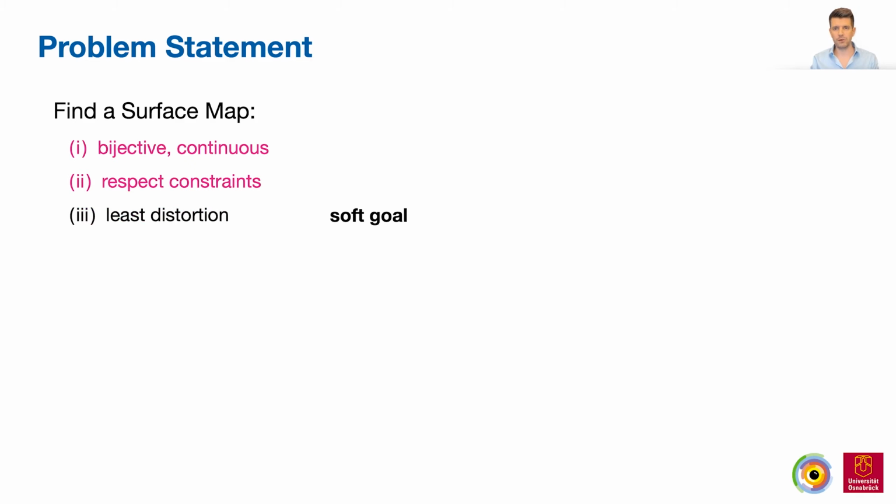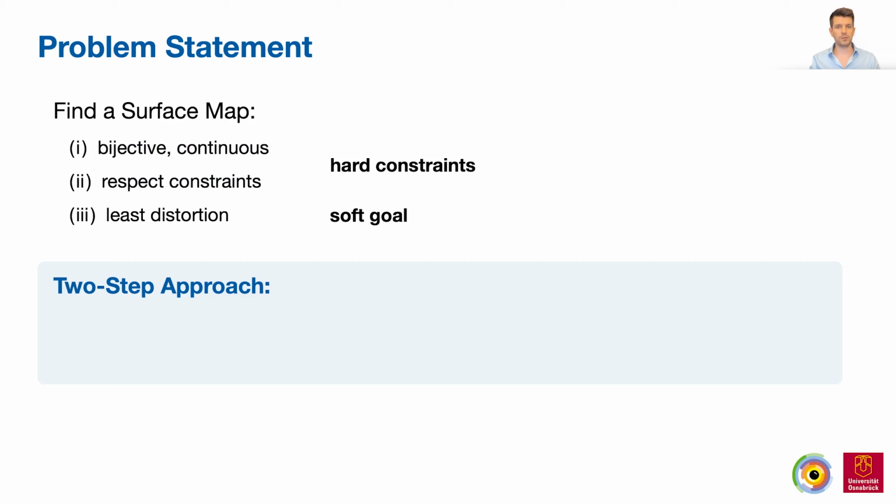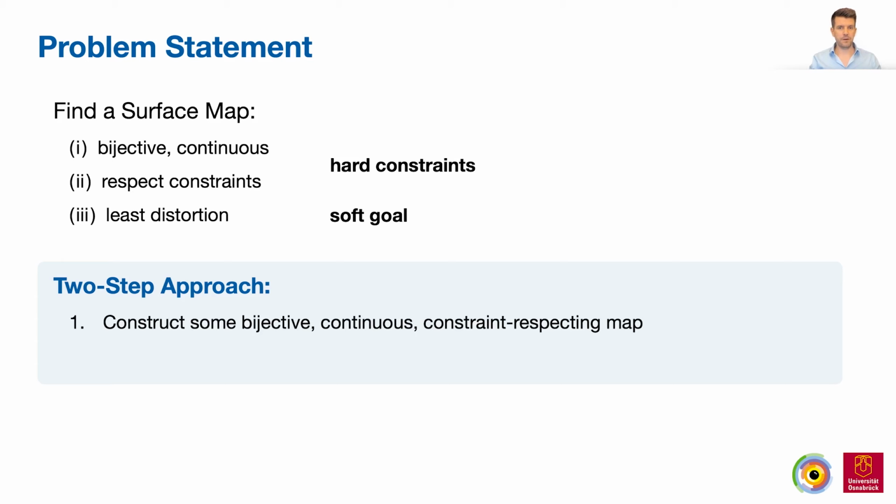If, however, 1 or 2 are violated, this would mean the map is actually invalid, not a homeomorphism, or not respecting the constraints the application requires. So these 2, by contrast, must be seen as hard constraints. And this distinction has quite naturally led to the following 2-step approach for the computational generation of maps that exhibit the desired properties. In a first step, we construct a map that, by construction, is continuous, bijective, and respects the constraints, while not necessarily caring about distortion at all. So, in other words, let's first worry about the hard constraints.